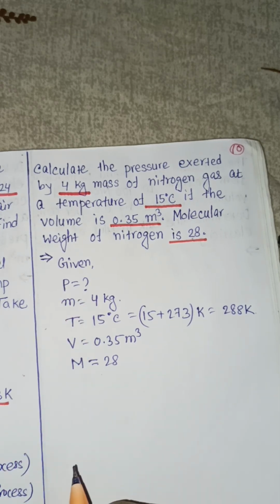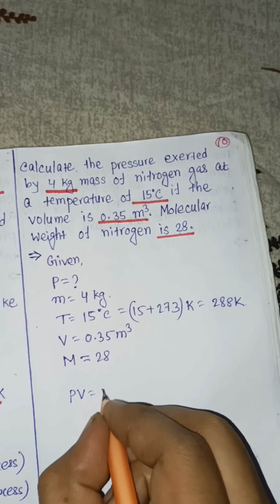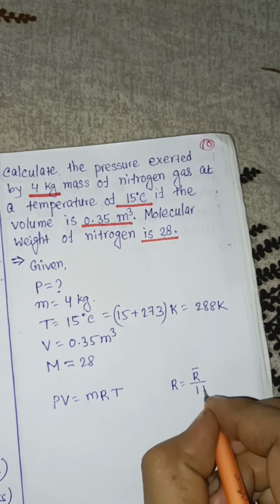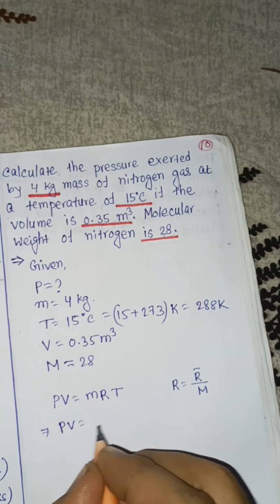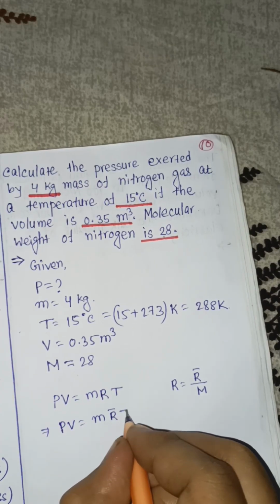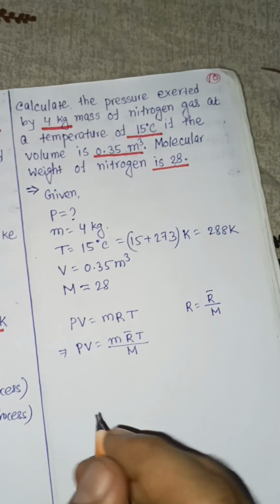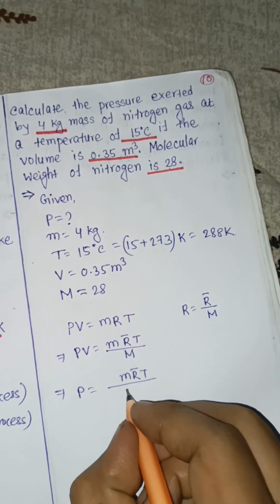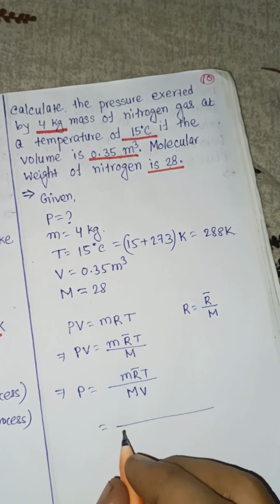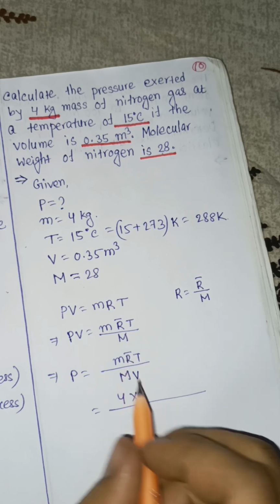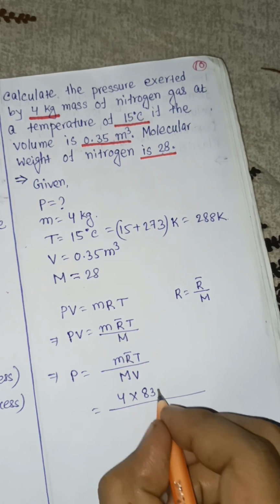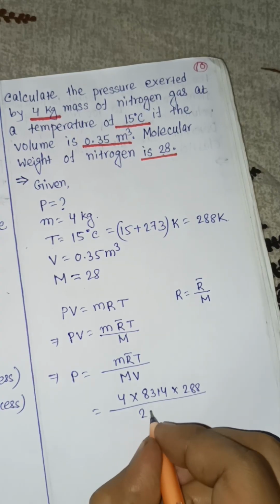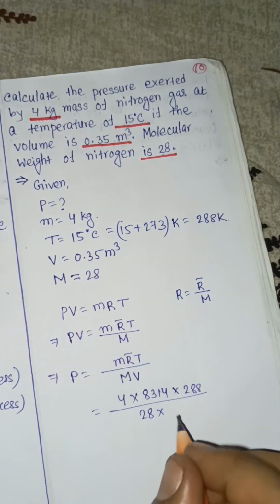So from the ideal gas equation, we know that PV is equal to mRT, and we know that R is equal to R bar by M. So from here, PV is equal to m R bar T by M. So from here, if you want to calculate the pressure, P is equal to m R bar T by M into V. So just put the values: m is 4, R bar is 8314, remember this data, temperature is 288, molecular weight is 28, and volume is 0.35.